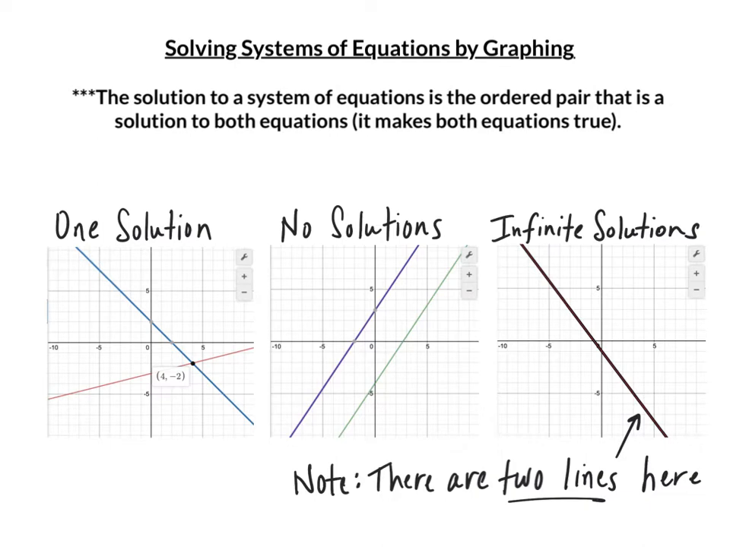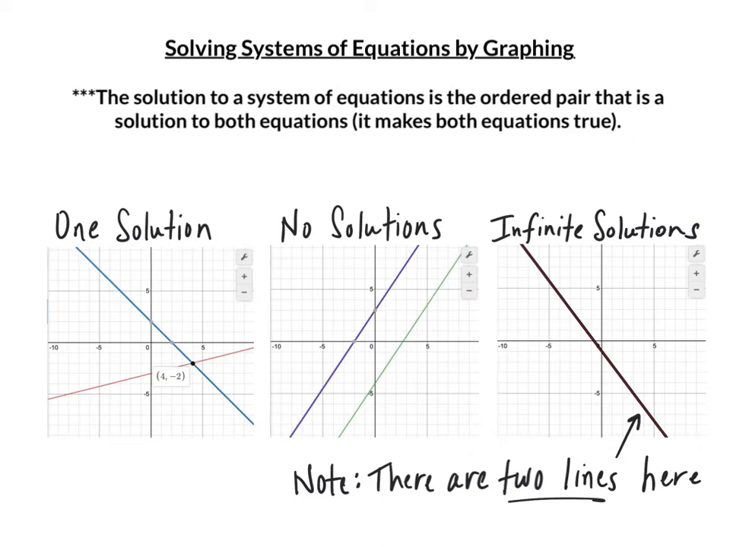A system of equations is when you have two equations, and what you're looking for when you solve a system is the ordered pair that makes both equations true. In other words, it's a solution to both equations. The solution to a system of equations is the ordered pair that is a solution to both equations. It makes both of them true.